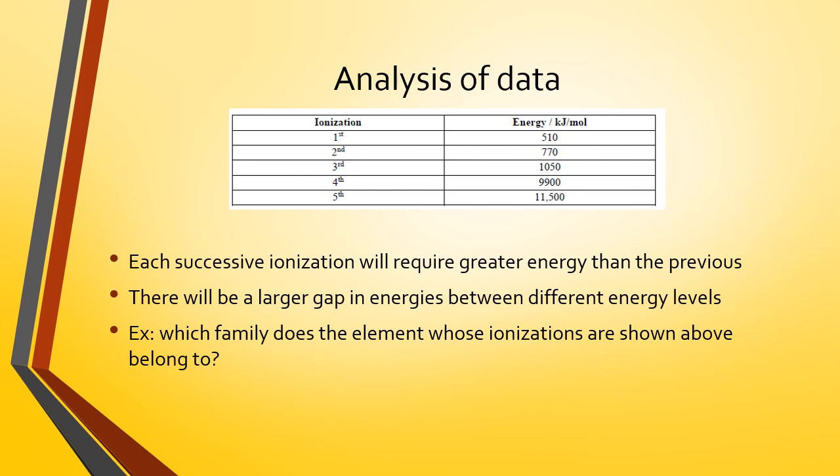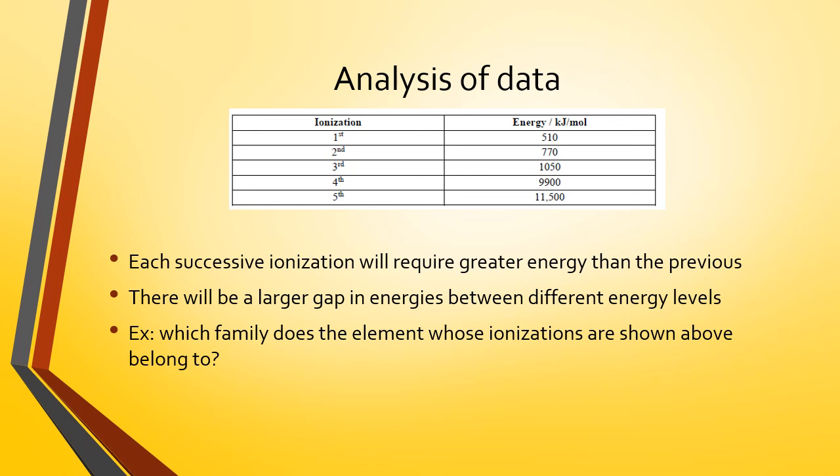You'll also notice there are usually large gaps between certain energy levels. For example, in the data shown above, there appears to be a large gap between the third and fourth ionization energies. This is because these must be coming from different orbitals. So, if we look at this, to which family does the element whose ionizations are shown above likely belong?